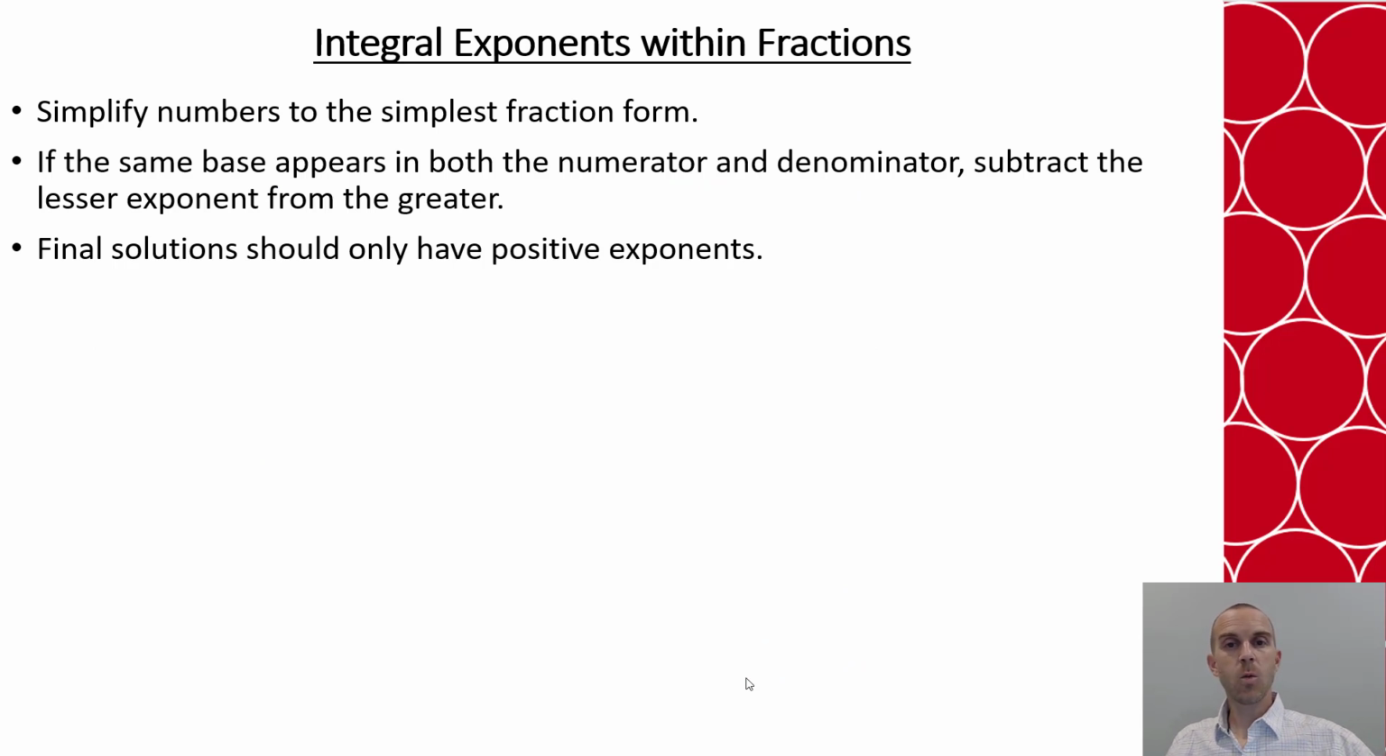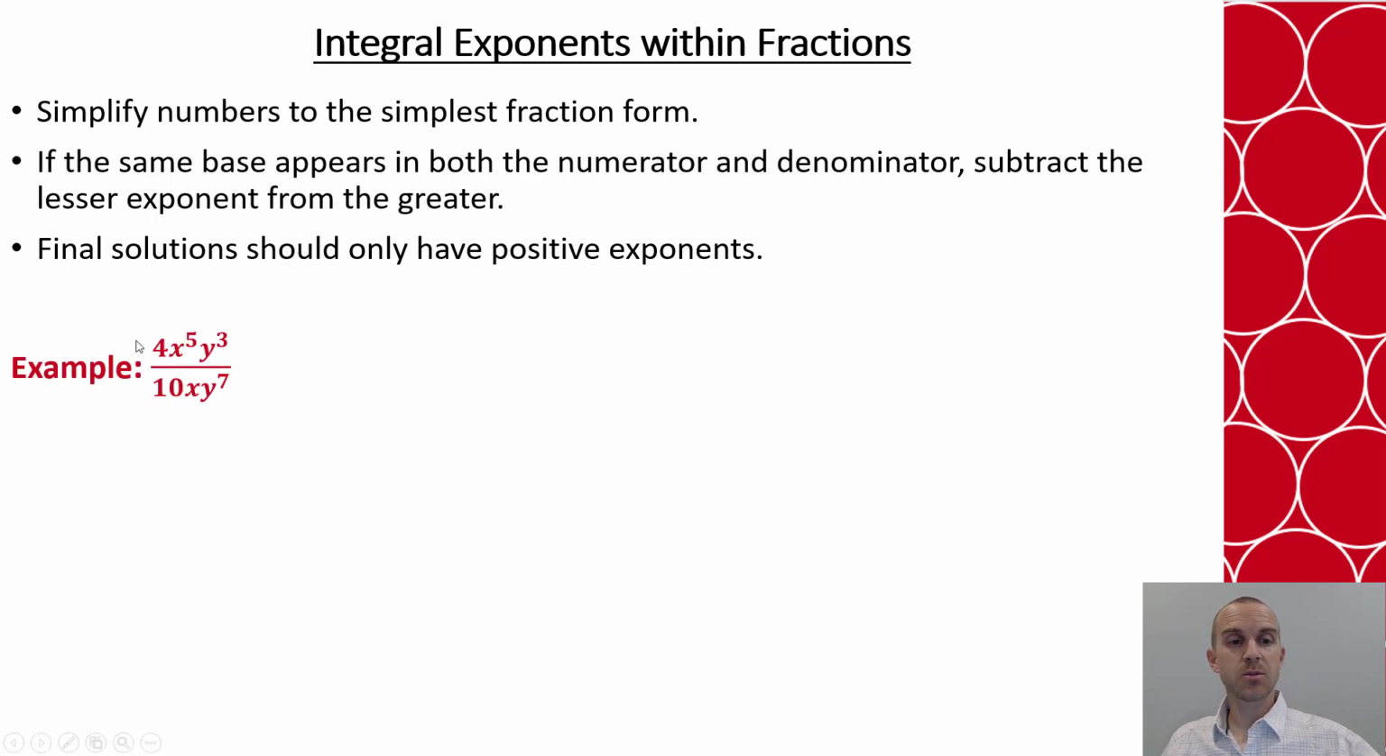So let's look at it now. What if there's more things in that fraction than just two numbers? I start with the numbers and I simplify them to simplest fraction form. Then I look at my numerator and denominator and say, are there any bases that appear in both? If so, I'm going to subtract the lesser exponent from the greater exponent and keep that variable or that base in where the greater exponent is in the fraction. And finally, I want to look through that entire fraction to make sure everything is positive for my exponents. If I have a negative exponent, I need to revise it to create the reciprocal.